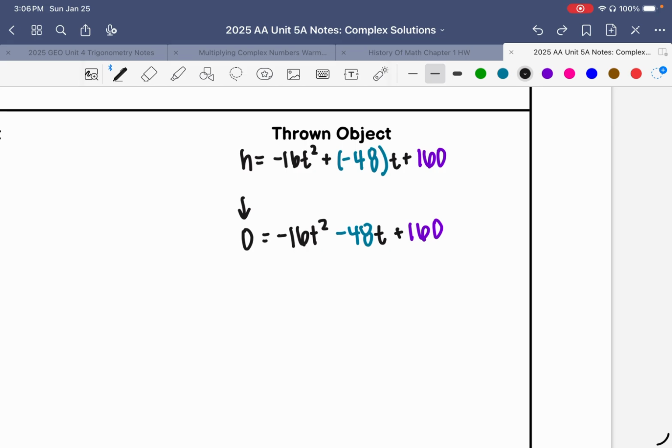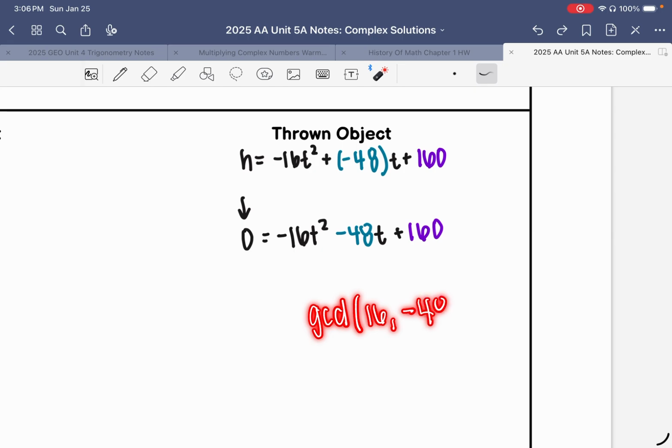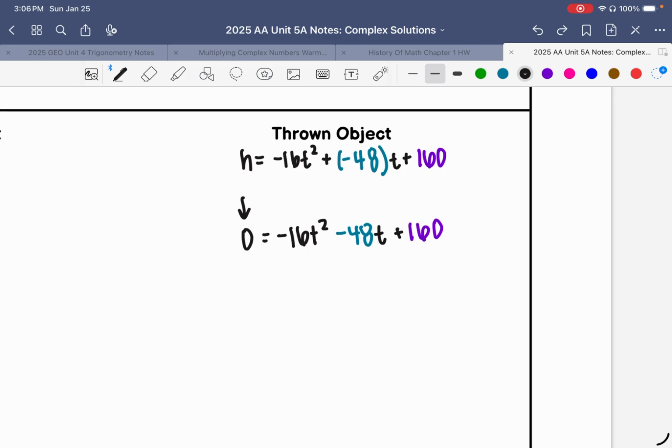Now for the thrown object, I do have this middle b value, so I'll have to use one of my other methods to solve. But the first thing that I notice is that there is a negative 16 in front. So I'm going to go to my calculator real quick on the side, and I'm going to see, is there a GCD between 16, 48, and 160? So feel free to pause, go check, come back, and you should find that the GCD is 16.